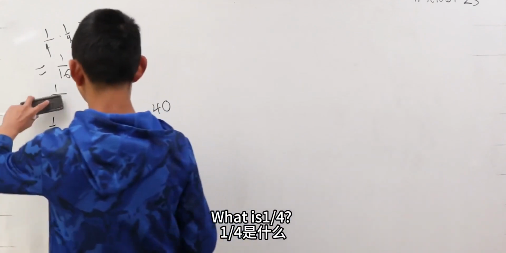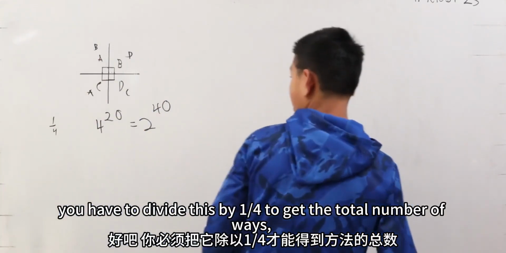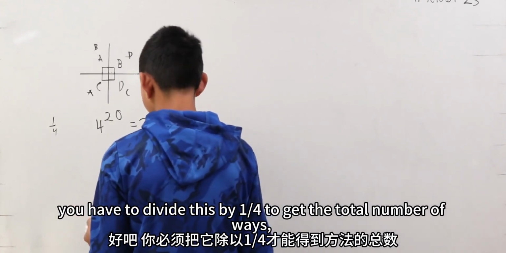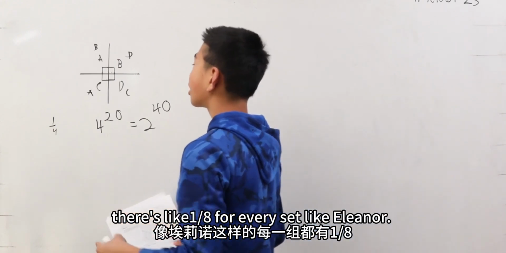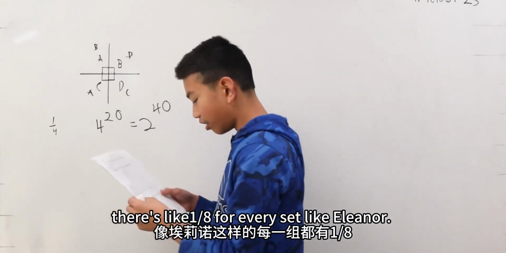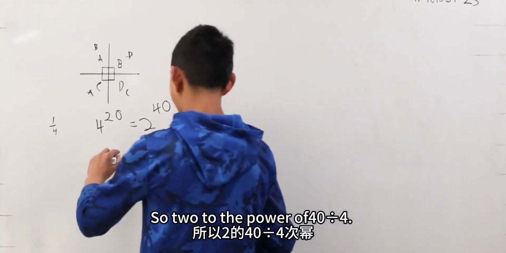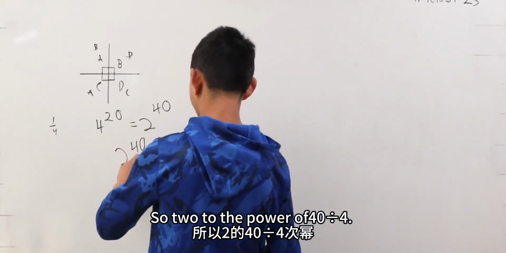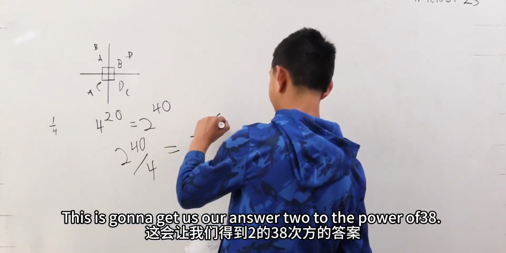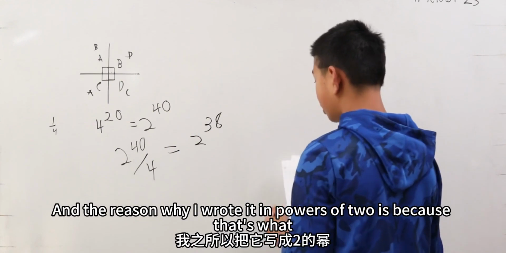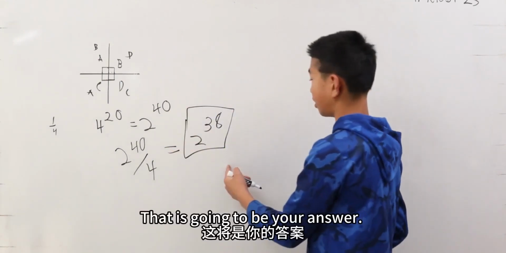And what is 1/4, you may ask? Well, you have to divide by 4 to get the total number of ways, because as we just found out, there's 1/8 for every set, like L and R, and there are 2 sets. So 2 to the power of 40 divided by 4 is going to get us our answer, 2 to the power of 38. And the reason why I wrote it in powers of 2 is because that's how the answer is given on the test. That is going to be your answer.